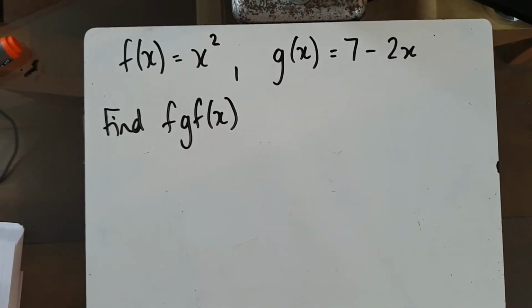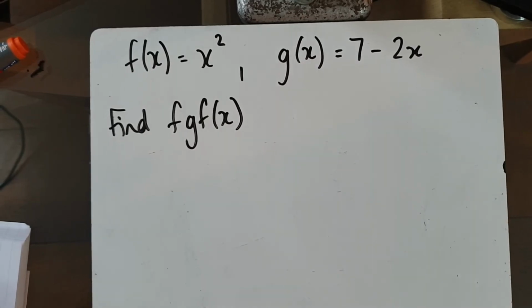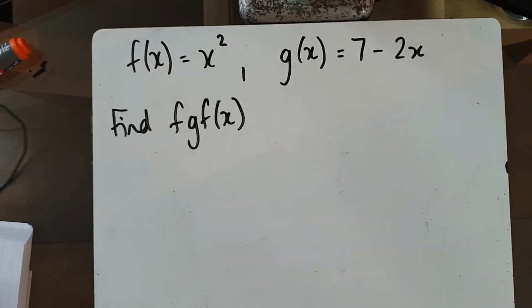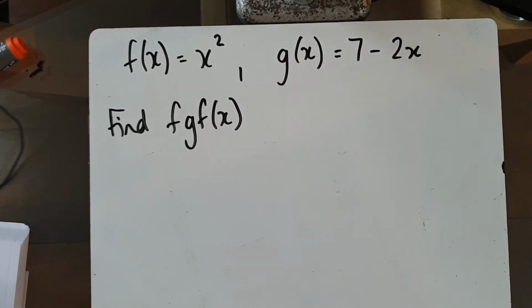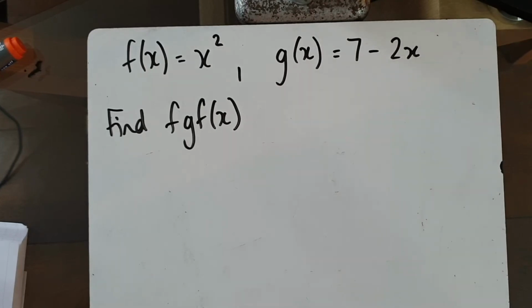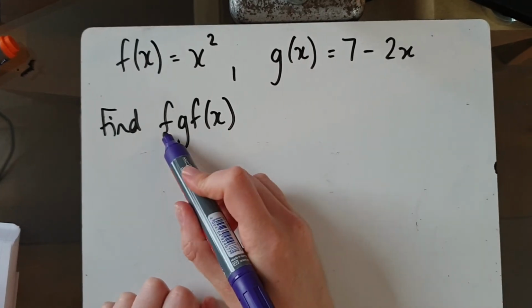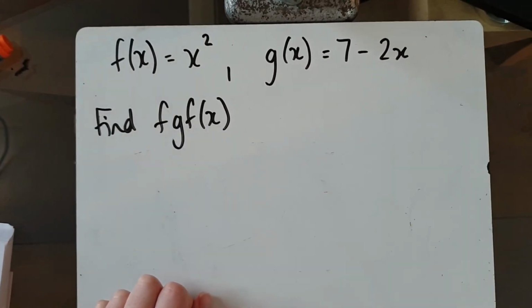In the last question, we did f of g of x. We could actually put a function through another function as many times as we liked. We could have f of g of f of g of f of g of x if we really wanted to. So in this example, we are doing a triple function. So we're doing f of g of f of x.